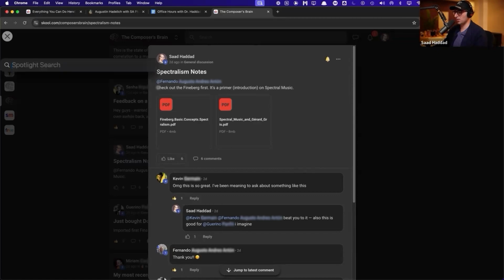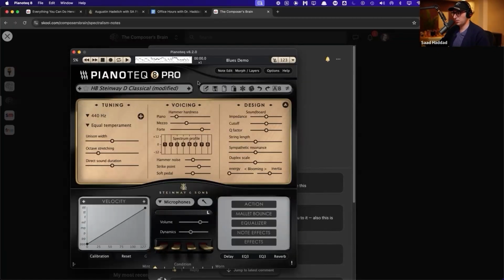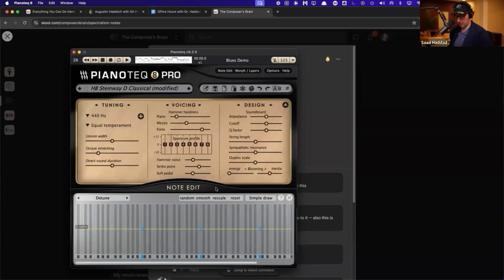So if I open up Piano Tech, for those of you that don't know, I'm sure there are many that do, but for those of you that don't know, the harmonic series, like if I'm on C here, that would be the harmonic series, like if I just played it on a normal piano, but that's not the harmonic series in real life, you know?